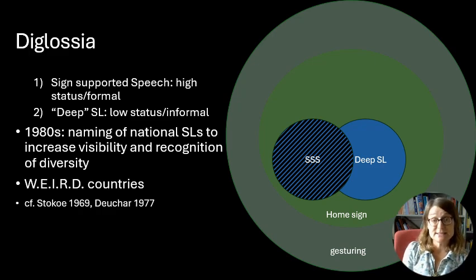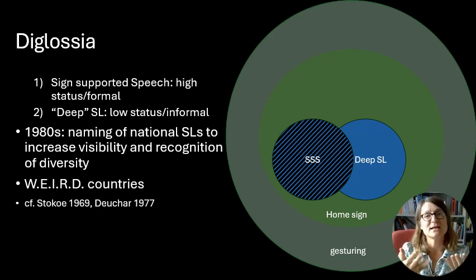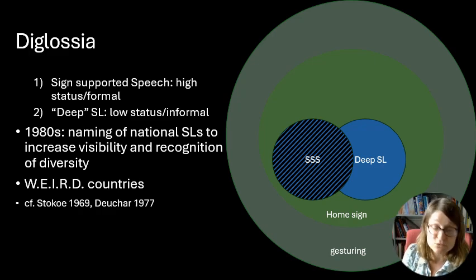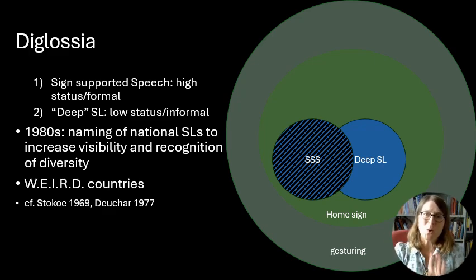In the 1980s, this is a slightly different fact but important for this talk, the World Federation of the Deaf and deaf communities more widely started understanding that every country has its own sign language, and it is very important to underline this fact by creating and advocating for national labels of these sign languages, to increase visibility and recognition. This is what happened in Western countries, in weird countries, if you will.